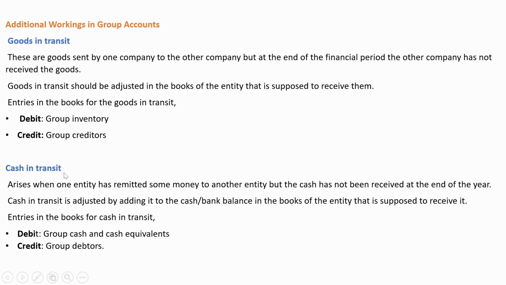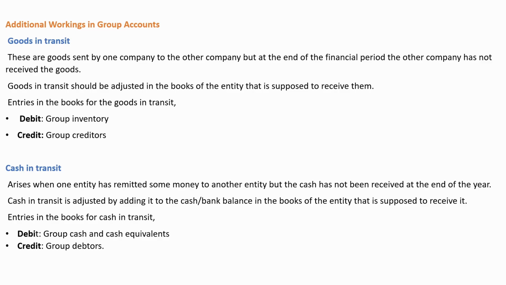And then you have cash in transit. It arises when one entity has remitted some money to another entity, but the cash has not been received at the end of the year. Cash in transit is adjusted by adding it to the cash or bank balance in the books of the entity that is supposed to receive it. So entries in the books for cash in transit. So one company has already adjusted. If you send cash, you credit your cash book.